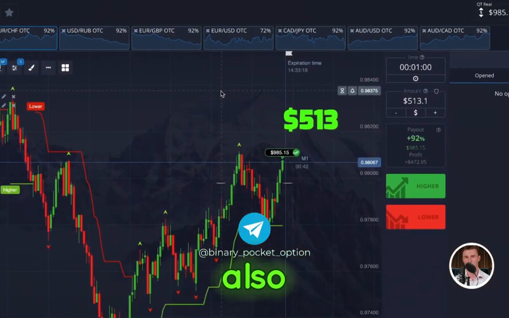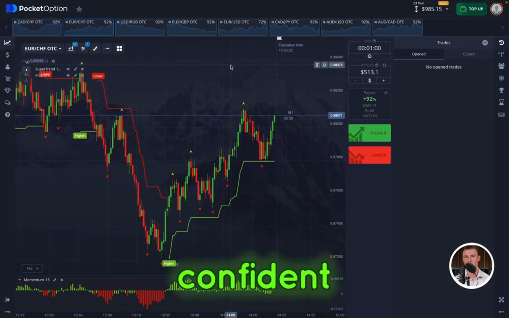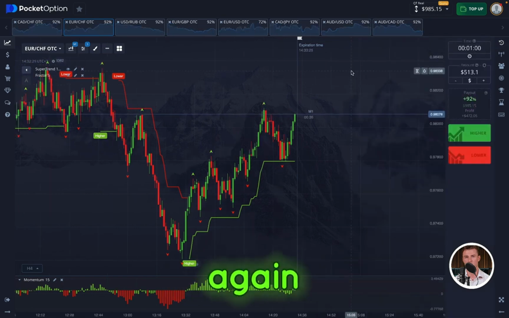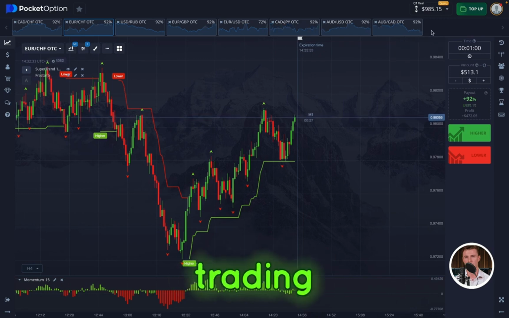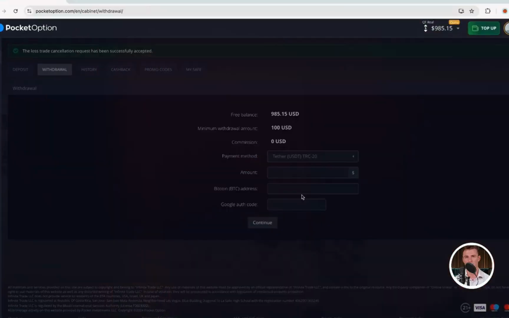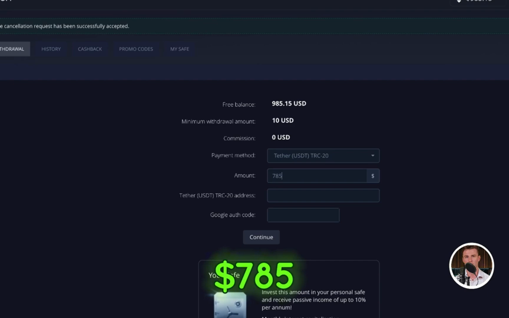And the position is also closing in a plus. Great. We got a confident exit here. The entry logic turned out to be absolutely correct again. An excellent result for this trading process. So let's probably end this for today and fix today's profit. The amount of today's profit is $785.